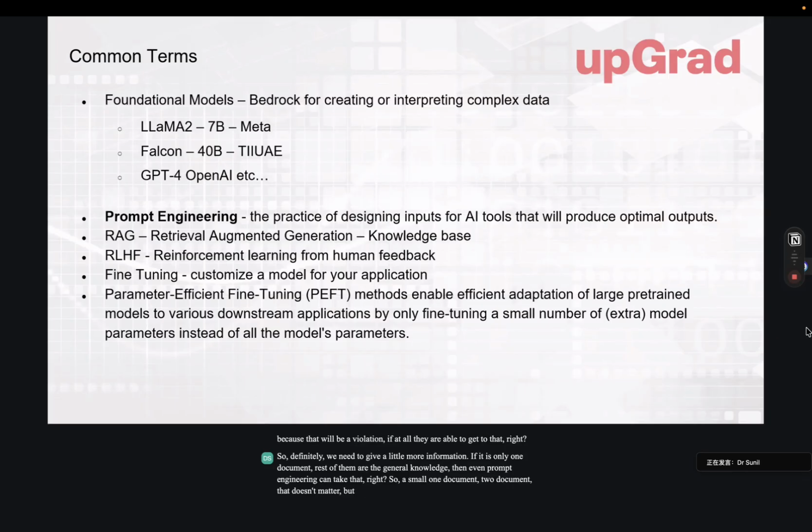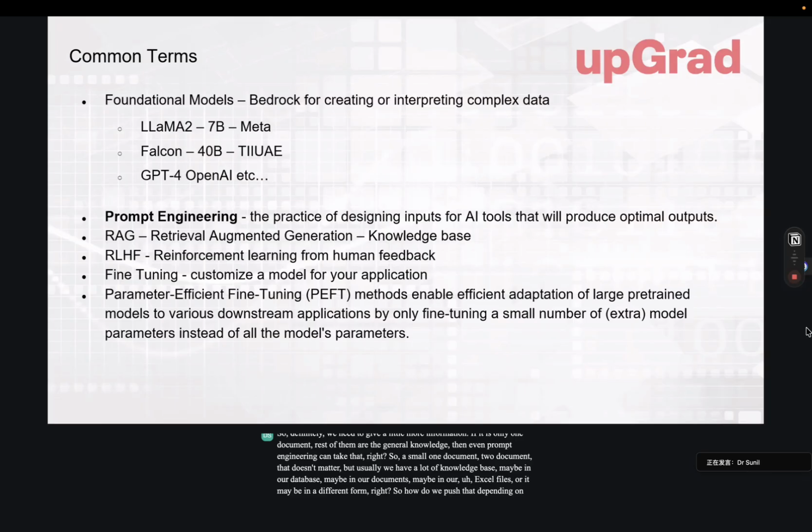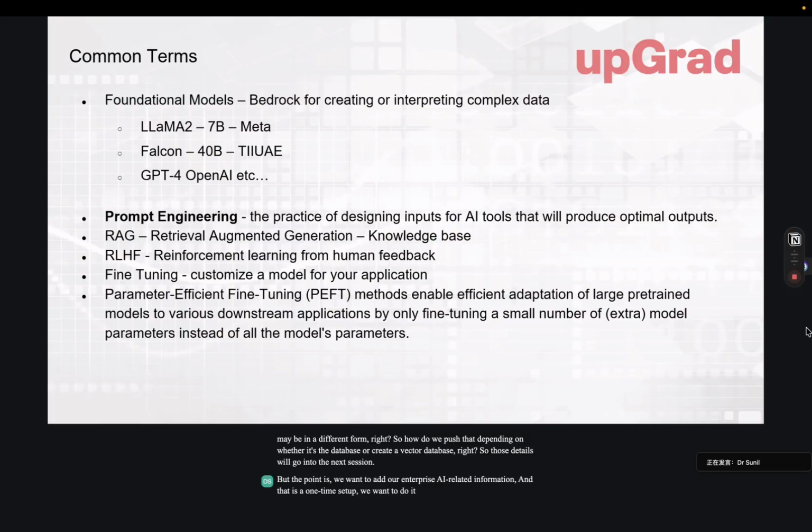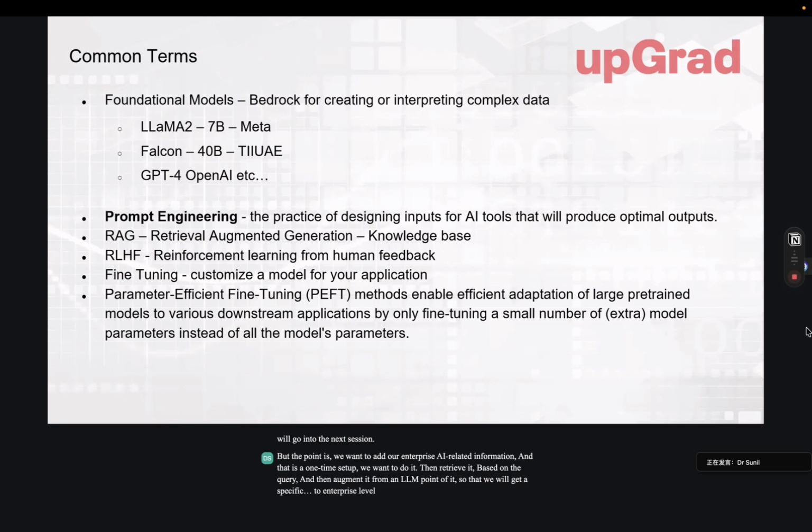But usually we have a lot of knowledge base, maybe in our database, maybe in our documents, maybe in our Excel files, or in a different form, right? So how do we push that, depending on whether it's a database, or create a vector database? Those details will go into the next session. But the point is we want to add our enterprise AI related information, and that is a one-time setup. We then retrieve it based on the query, and augment the LLM with it, so that we get an enterprise-specific output.